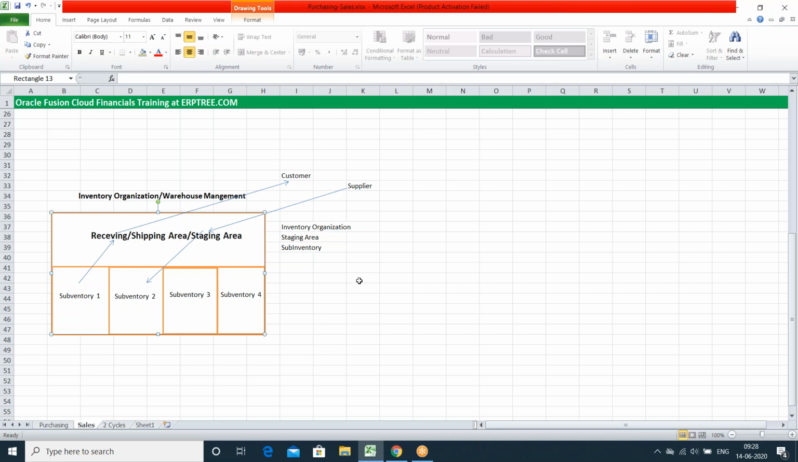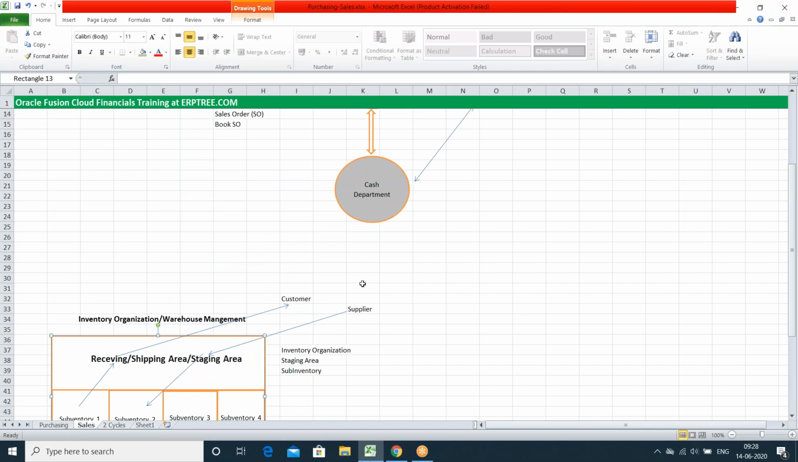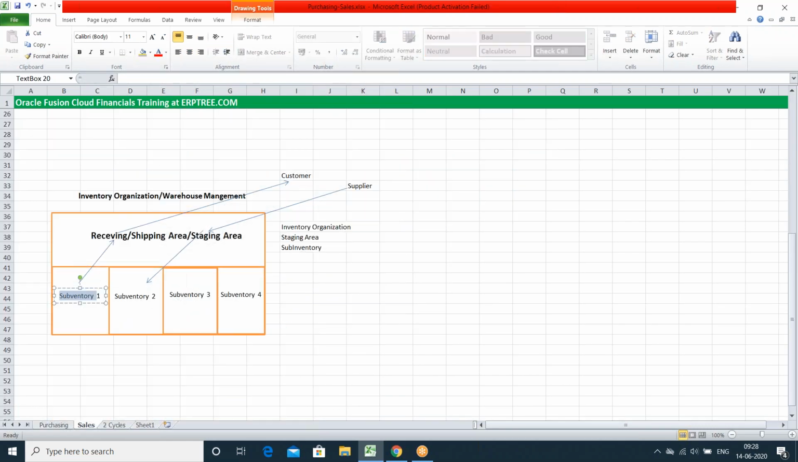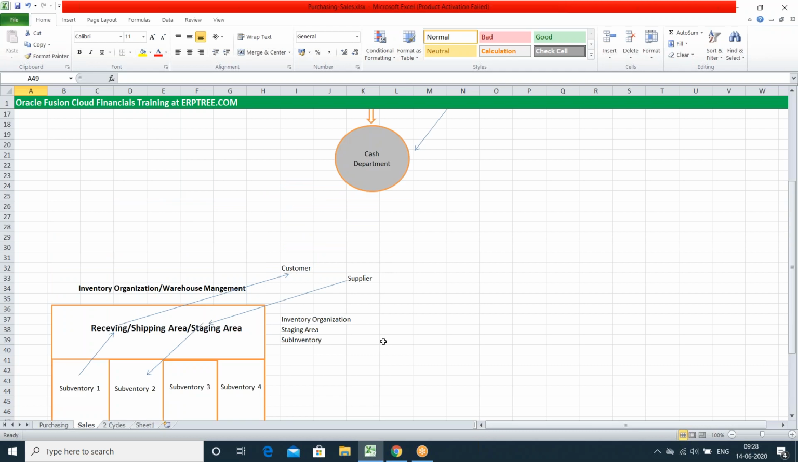Now what the inventory department has to do is, say we got an order for laptops. Laptops are available in sub-inventory 1. The inventory department has to move the material from sub-inventory 1 to this shipping area, or you can call it the staging area or common place. Since we are going to ship, you can call it the shipping area. So they move the material from sub-inventory 1 to the shipping area. Who is going to do this activity? This physical activity can be done by the inventory department.